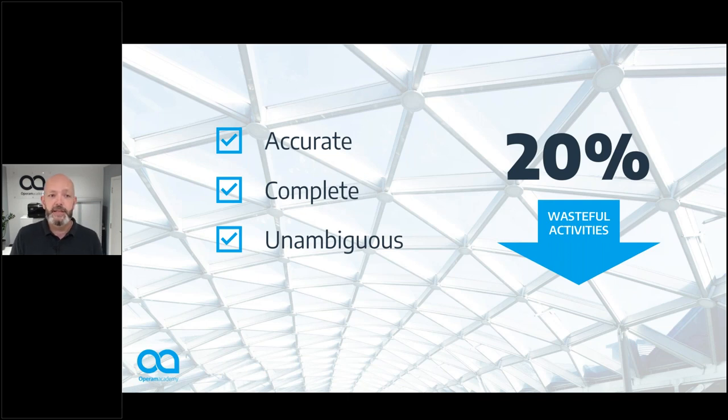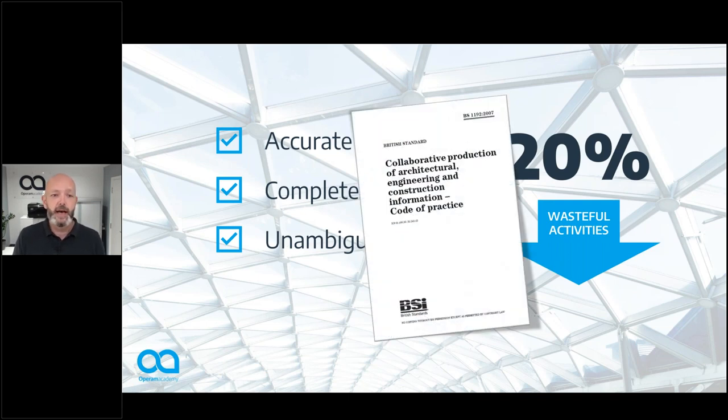And in 2007, the process was then published as the British Standard BS 1192, developed by Mervyn Richards. So not only could we now produce information that was accurate, complete, and unambiguous, there was also the added bonus that by reducing these wasteful activities, we could do more work with the same resources or the same work with fewer resources.